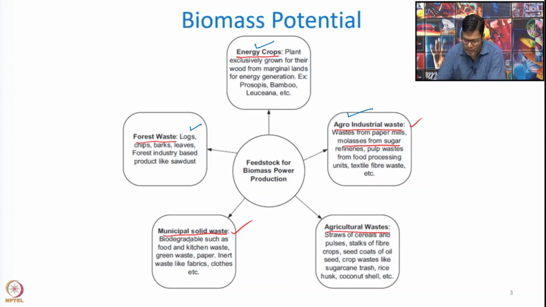Municipal waste, like biodegradable food, kitchen waste, green vegetables, all these are solid waste, this is also biomass. Another source is agriculture waste, straw, pulse, and seeds, all these are sources of biomass, different biomass sources. All these things will contribute to generating hydrogen or energy, okay. These are the biomass sources, okay.